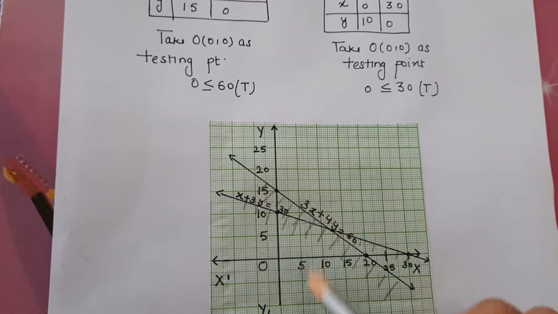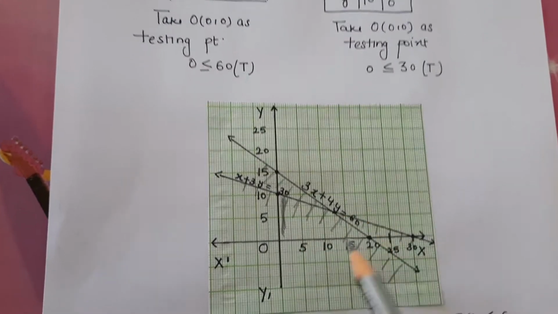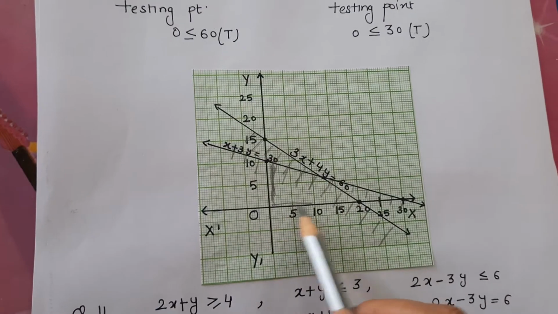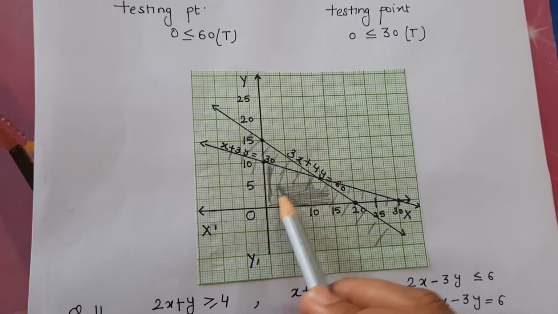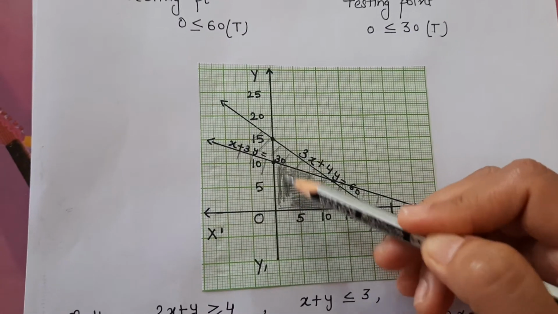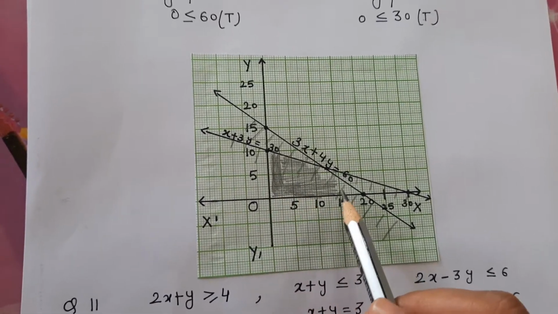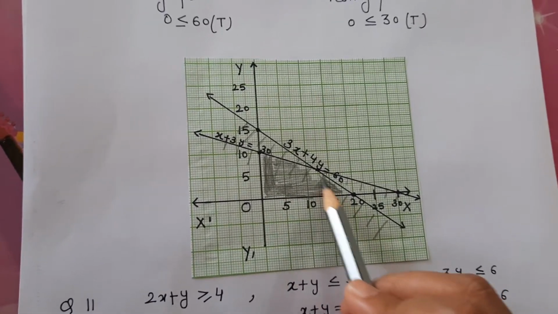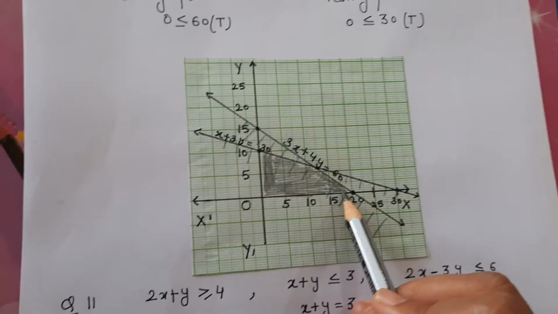But you have to find the common region only in the first quadrant. That means this region in the first quadrant. This is going to be your shaded region.